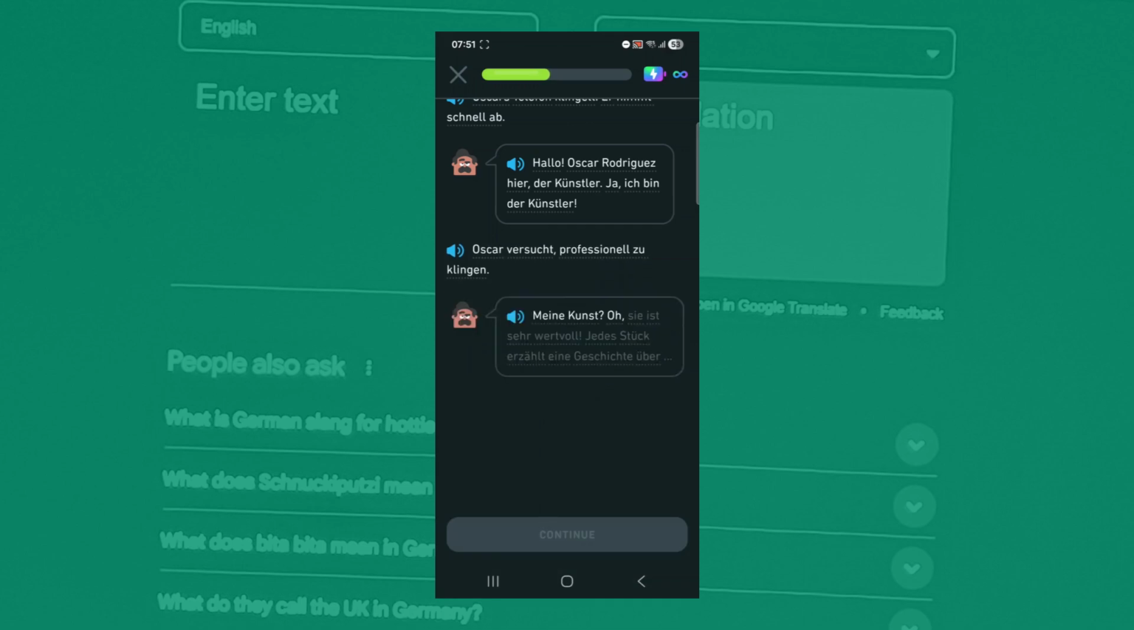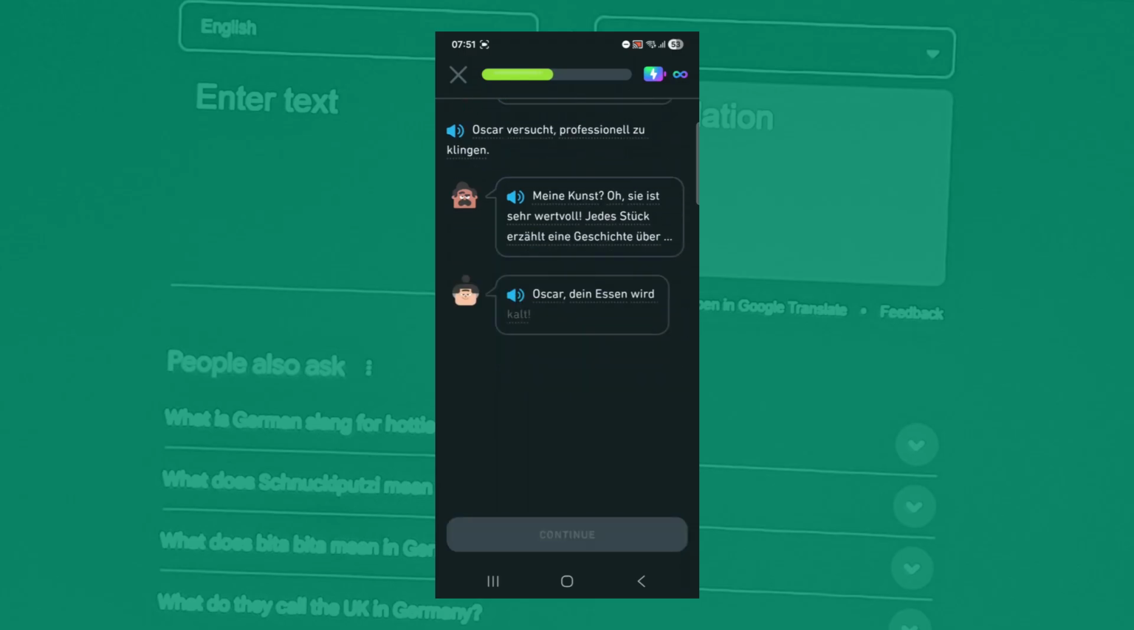Meine Kunst? Oh, sie ist sehr wertvoll. Jedes Stück erzählt eine Geschichte über... I know I've had wertvoll before, but I can't quite remember what it is. My art, oh, it is very... something. Every piece tells a story about... Wertvoll is valuable.